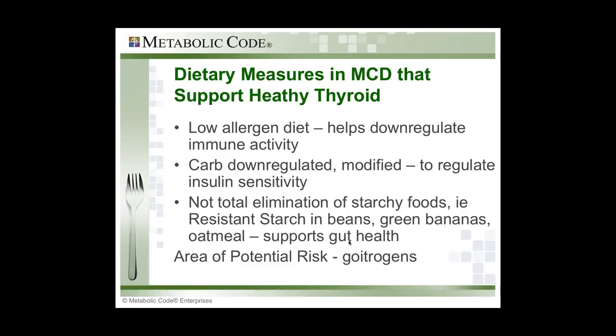So in the metabolic code diet, the measures that support healthy thyroid are the fact that we take the allergens out, the fact that we downregulate our carbohydrate content, because, I didn't get a chance to get into it a lot, but there's a lot of interplay between thyroid and insulin resistance issues. So if a person is insulin resistant, that thyroid binding globulin can increase and become a problem.